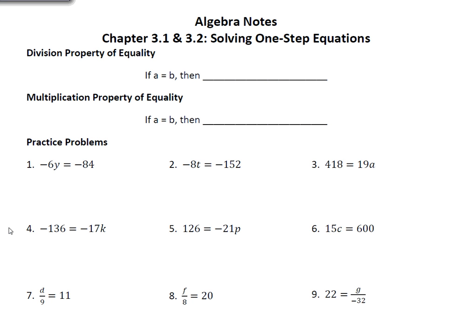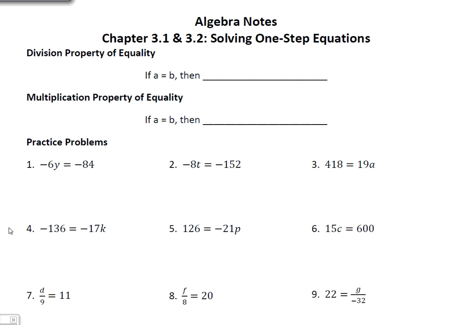This is part 2 of section 3.1, 3.2. In the previous section, we solved one-step equations that had addition or subtraction in them. Now we're going to move on to division and multiplication. So we do have two more properties here, which work similarly to the other ones.